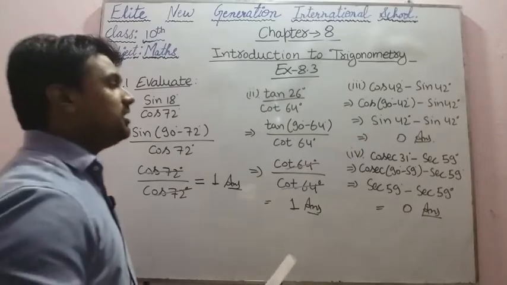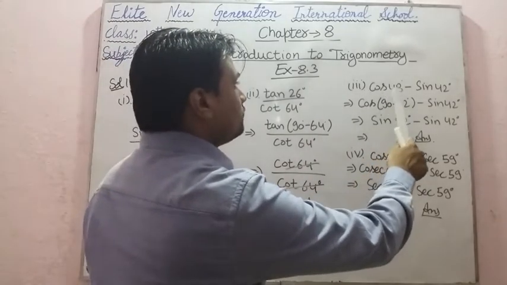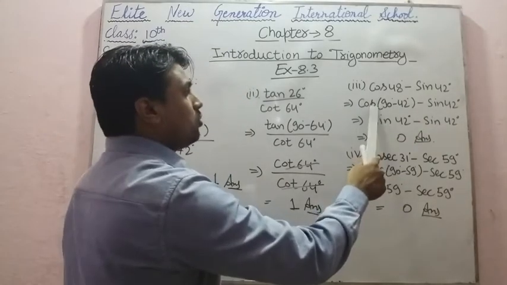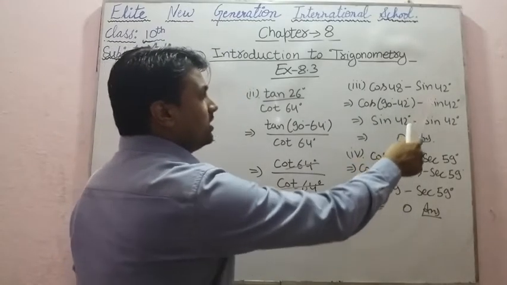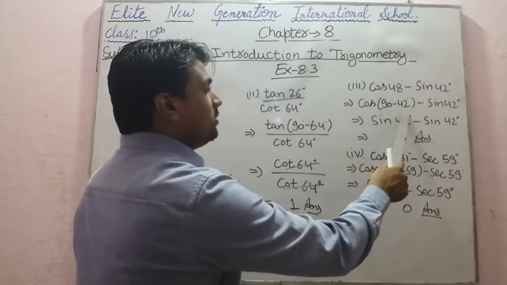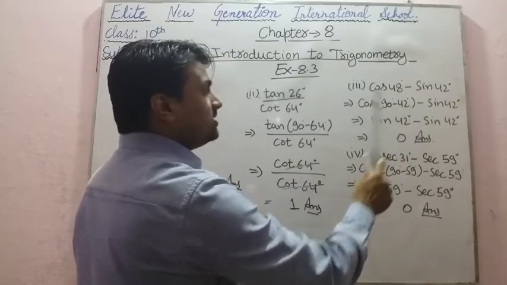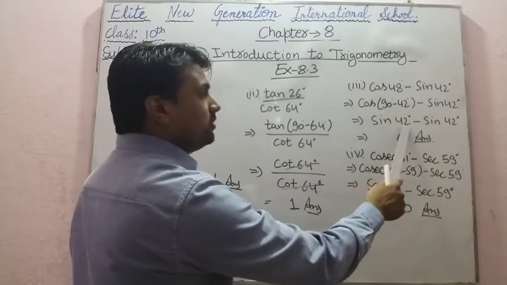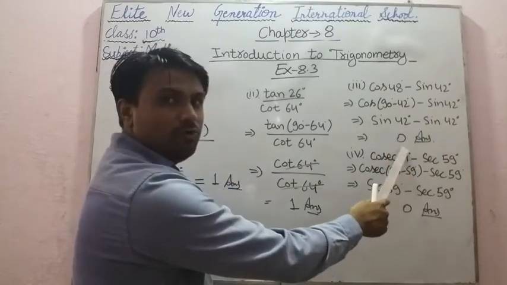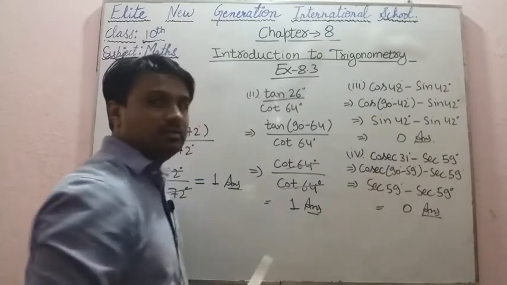Now its third part. In the third part we have cos 48 minus sin 42. Here we can write cos(90 minus 42), and by the formula cos(90 minus a) is sin a, it will become sin 42. So sin 42 minus sin 42 will be equal to 0. So 0 will be the answer.